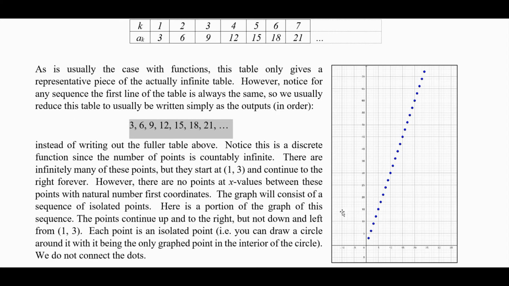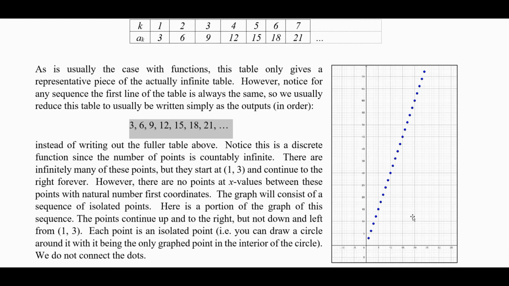I'm sorry. 1, 3, 2, 6, and 3, 9. 4, 12, 5, 15. You can see those on the graph. But what we have here is a bunch of isolated dots. These are called isolated points.